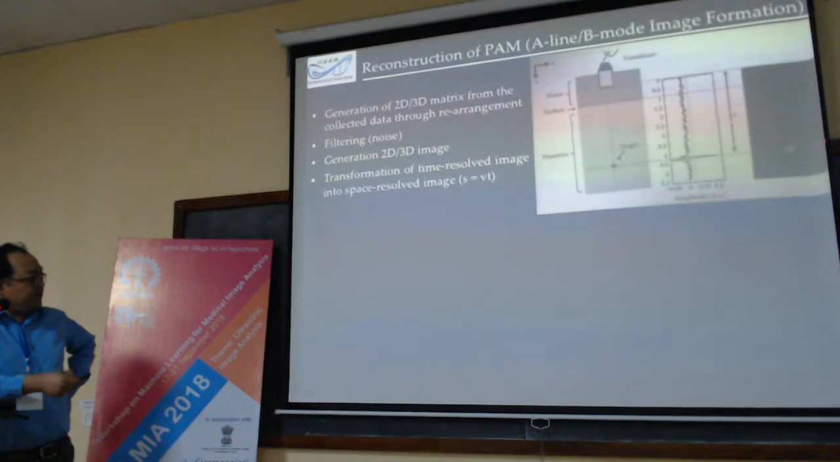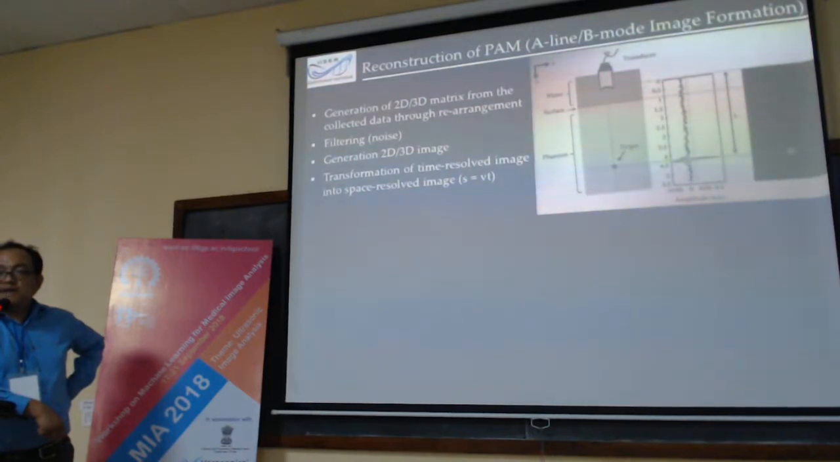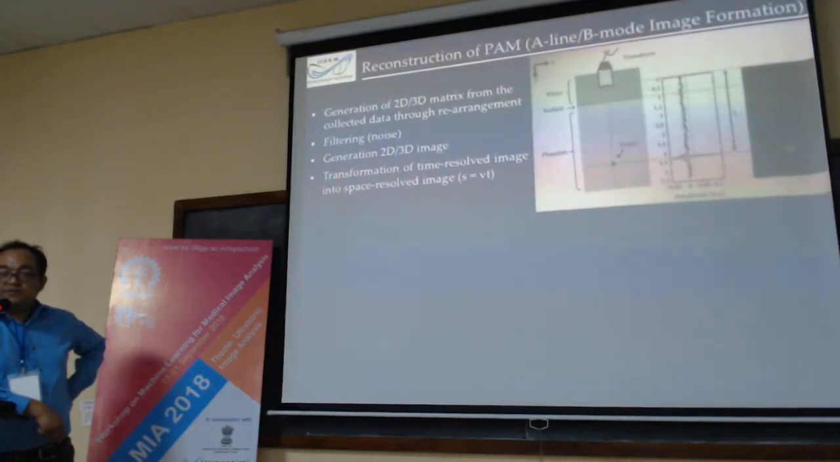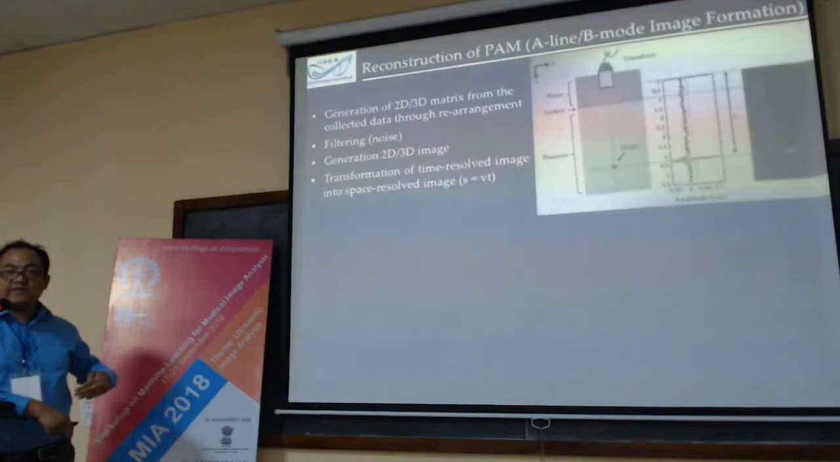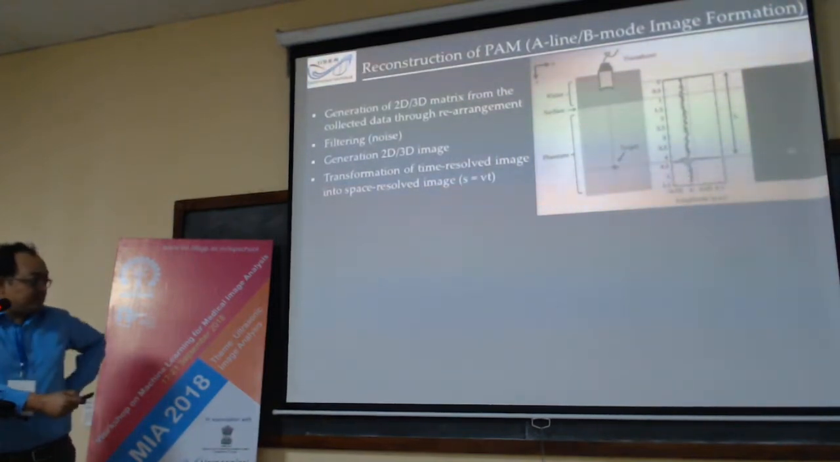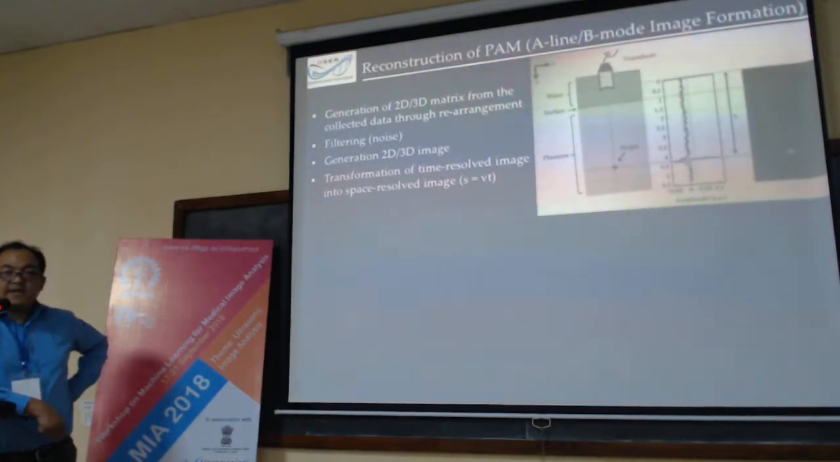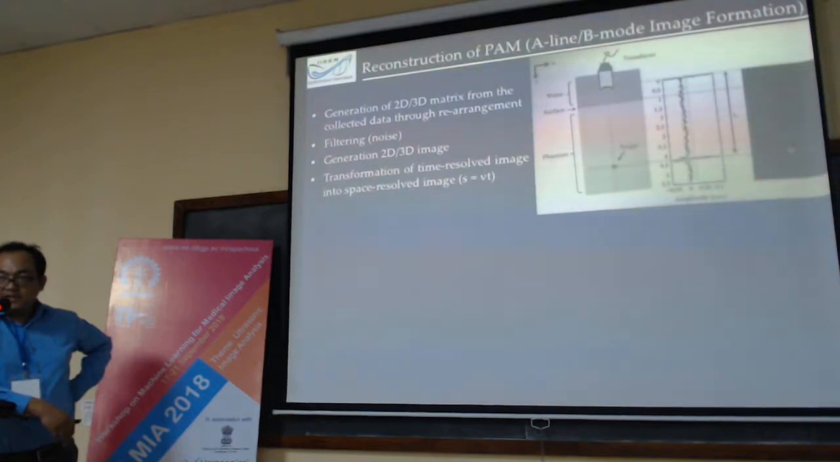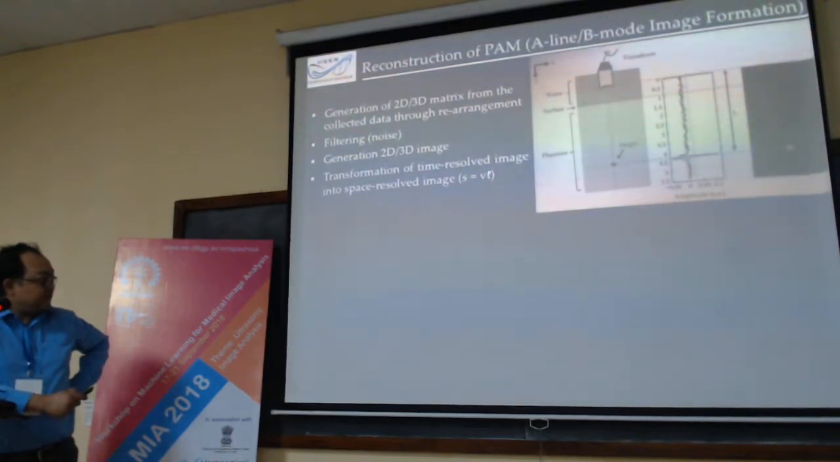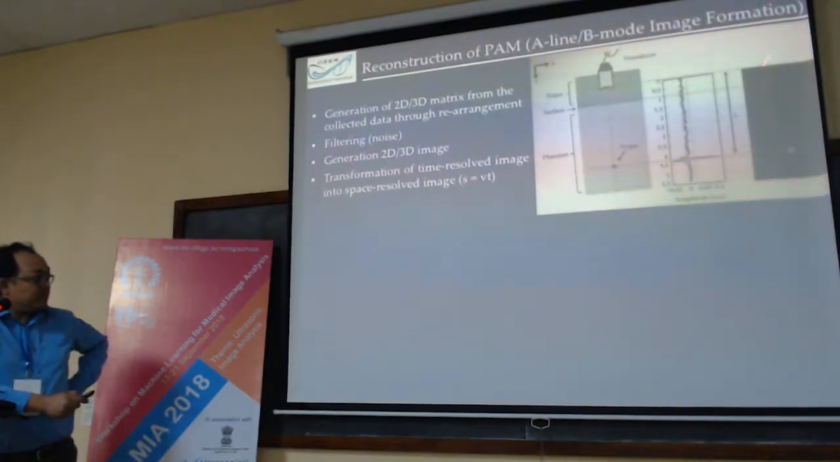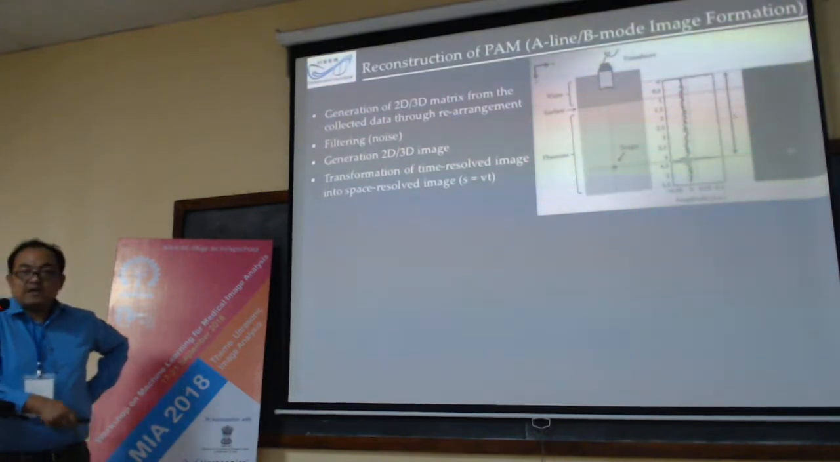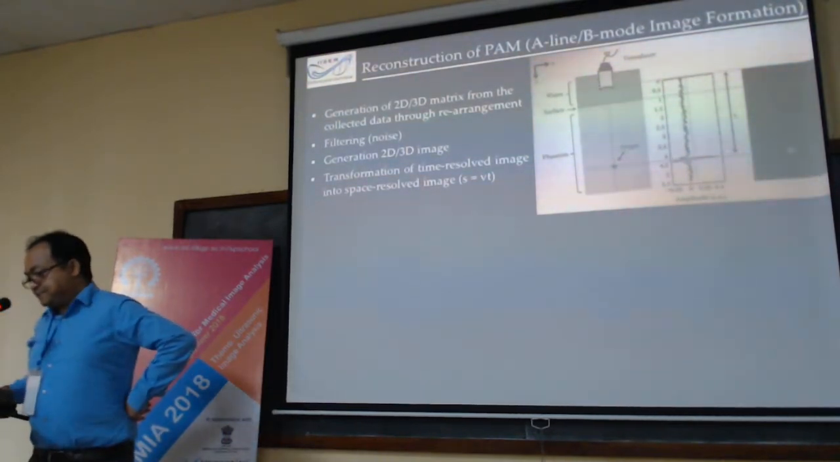And this kind of information is time resolved. However, in our image we would like to get the spatially resolved information with respect to the depth and the distance. So we have to convert this, which we can achieve by use of S = vt, because the velocity we can assume as the velocity of sound in the soft tissues. And this time is given from this. From this we can achieve the spatial resolved images.